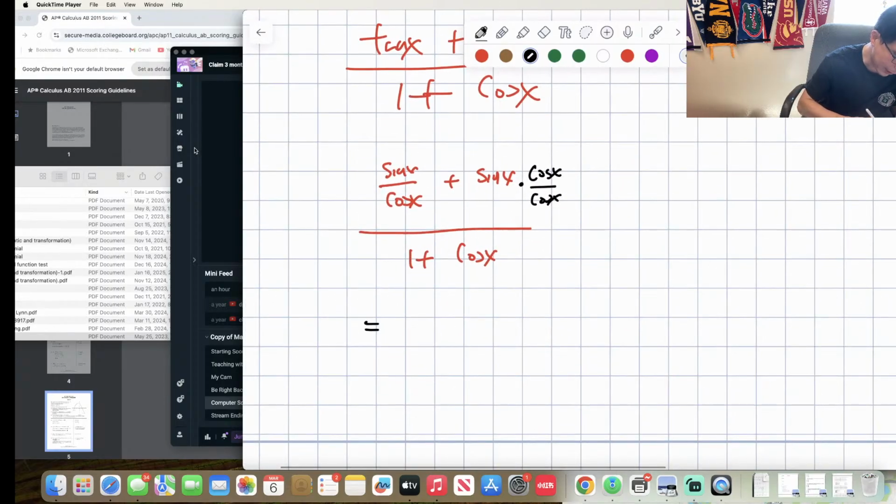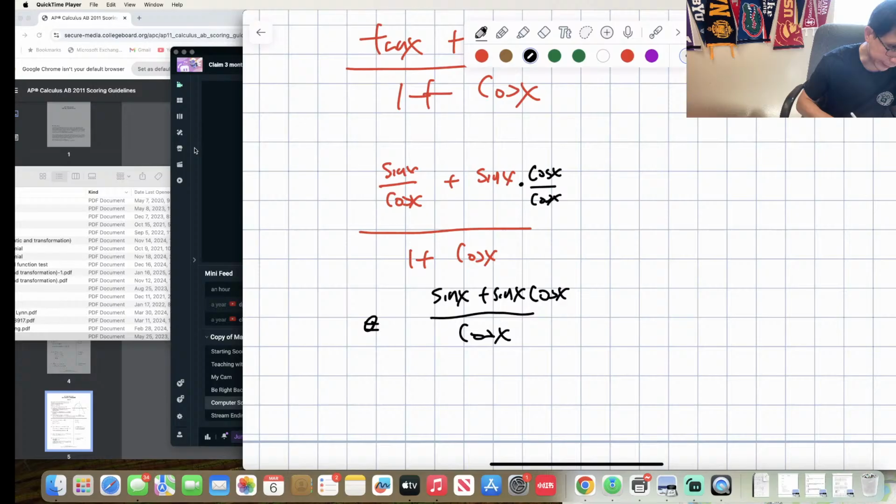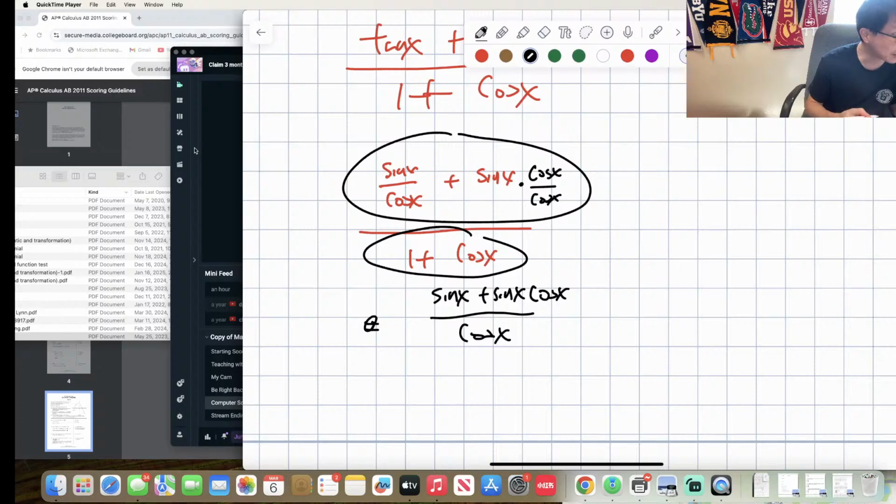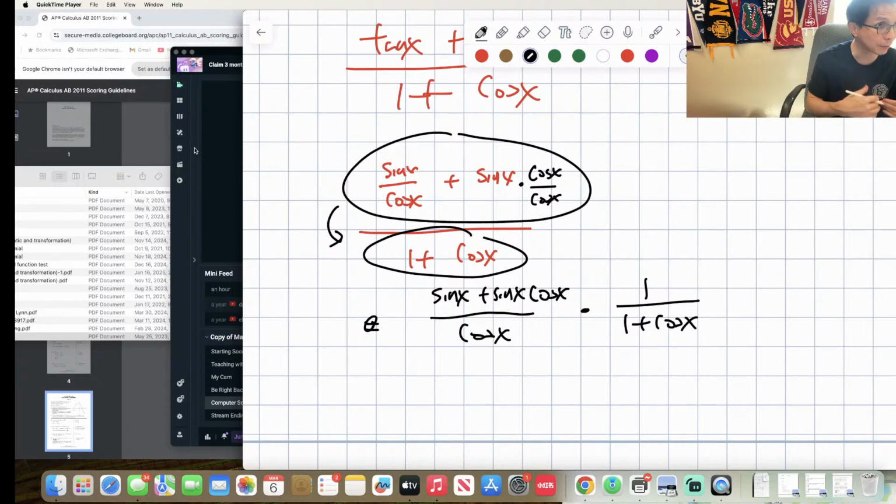And if I do that, I'm going to have sine of x plus sine of x cosine of x over cosine of x. Now, I'm going to take this divided by this. Divide means what? Times 1 over 1 plus cosine of x. Does that make sense? Is that confusing? Because I have this fraction divided by this one. If you divide, that means keep, change, flip.